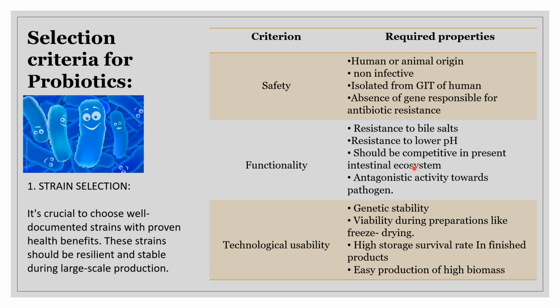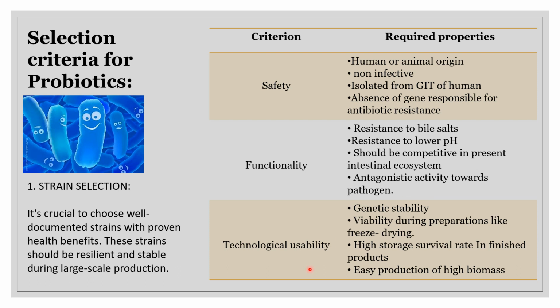It should be competitive in the presence of the intestinal ecosystem, that is, in the pre-existing ecosystem of the intestine of that particular host. Antagonistic activity towards pathogens: that means it will compete for food and adhesion with the pathogen, and it should not give the pathogen a chance to flourish.